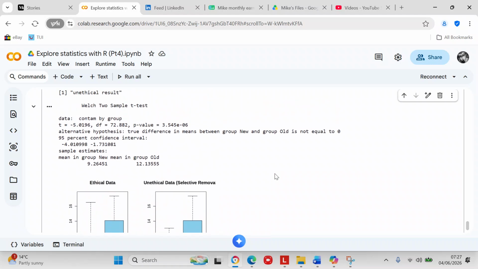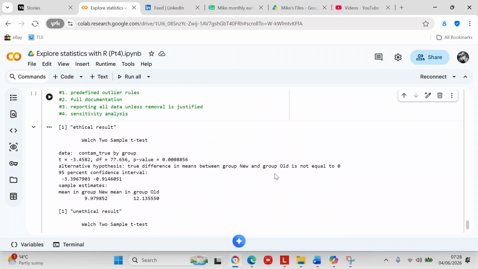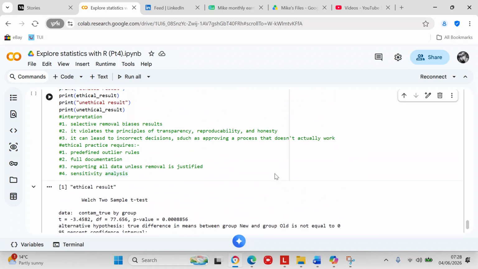So what we're going to do now is we're going to come over here and we're going to interpret it. So we're going to interpret the selective removal bias results. It violates the principles of transparency, reproducibility, and honesty. It can lead to incorrect decisions, such as approving a process that doesn't actually work.